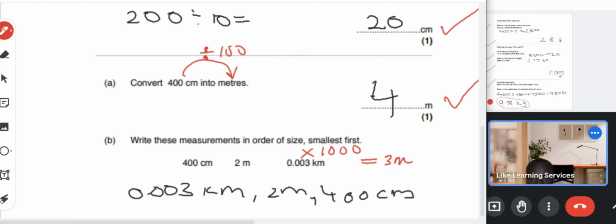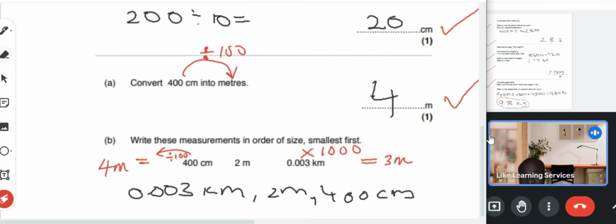This is 2 meters. Now to change this one to meter, you have to divide by 100, and that will give you 4 meter. You see, you didn't change all of them to the same unit. That's why you made a mistake. So which one is the biggest? See, I said change all of them to the same unit. This is in meter. 2 meters, then 3 meters, then 4 meters.